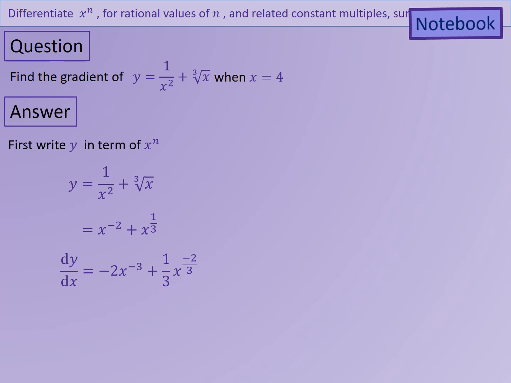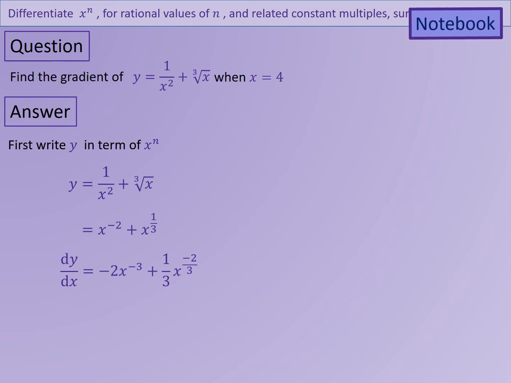So the same idea again, multiplying by the old power, reducing the power by 1. Be careful when you're taking away 1 from fractions and from negative numbers. We often see mistakes made with that. Now I could, if I needed to, tidy this expression up into something that looks a little bit nicer, but there's absolutely no need to do that. The reason is because I have my x value. My x value is 4.